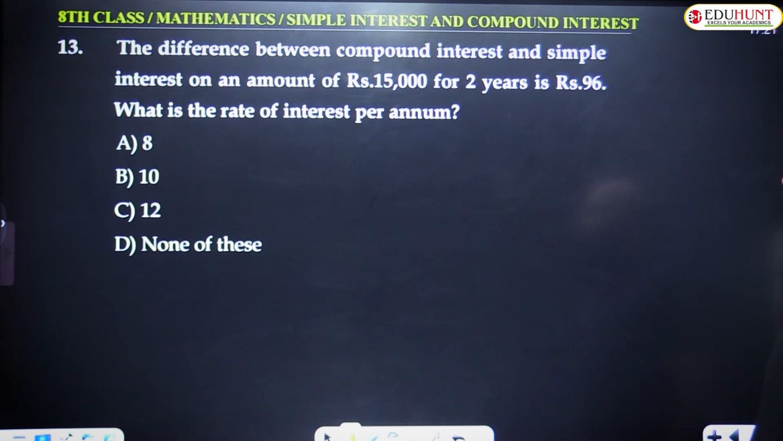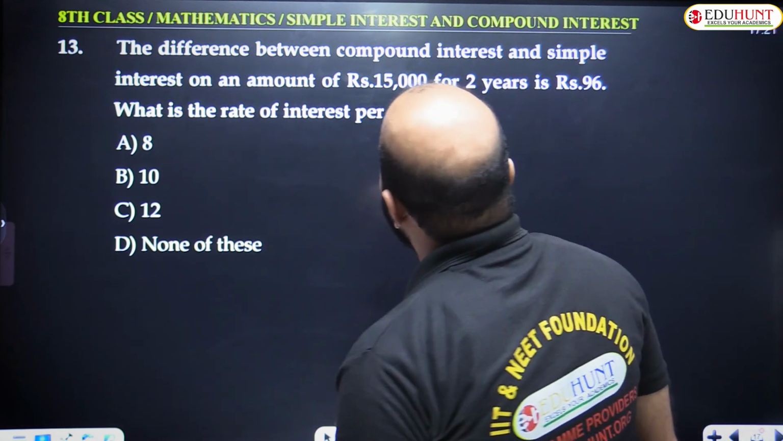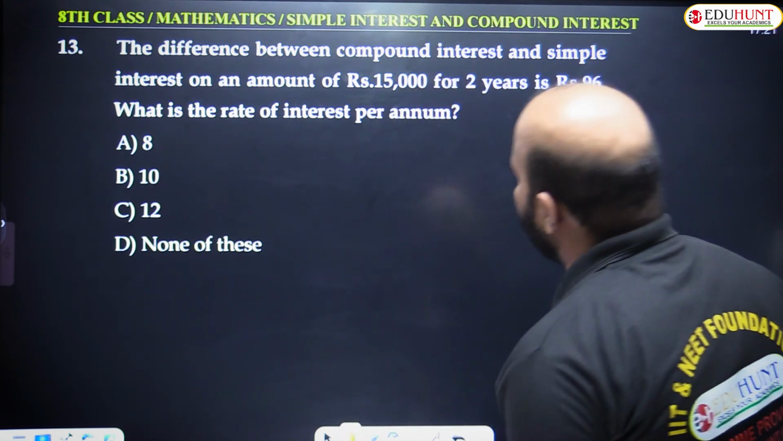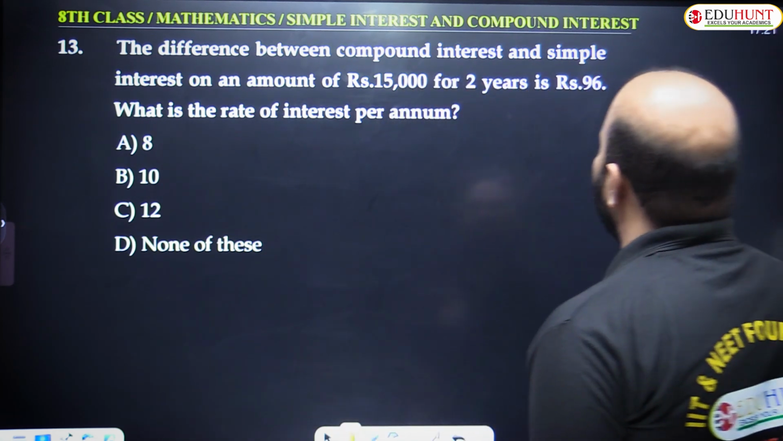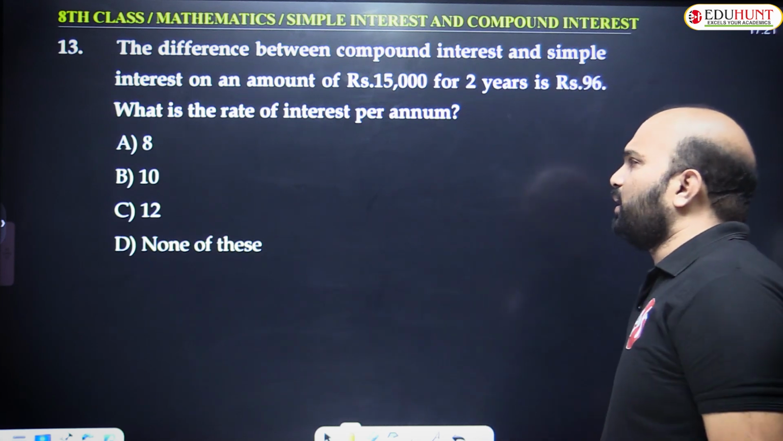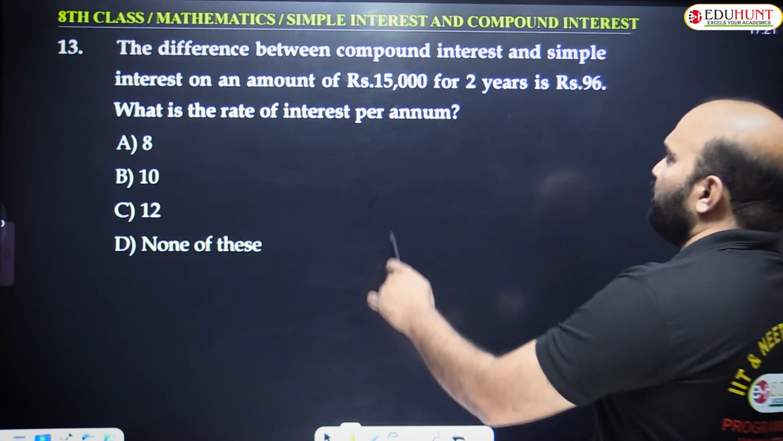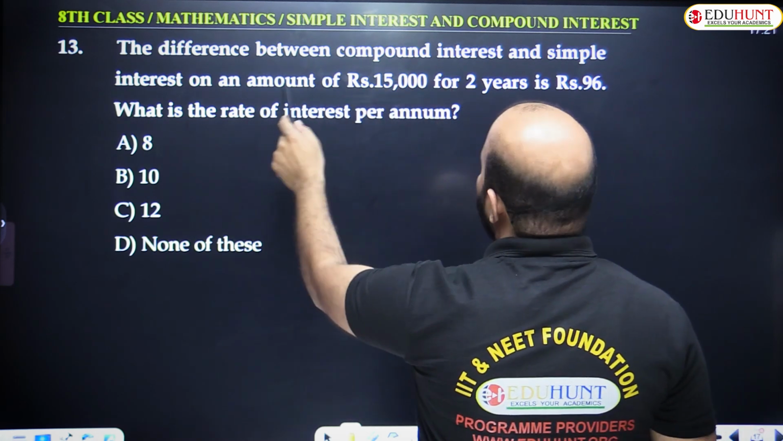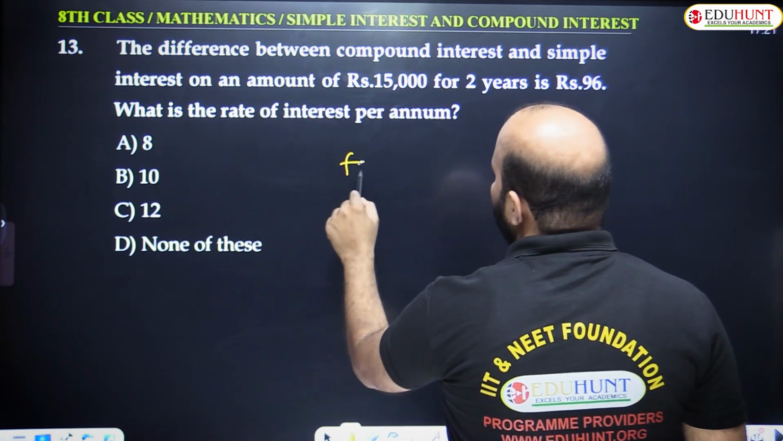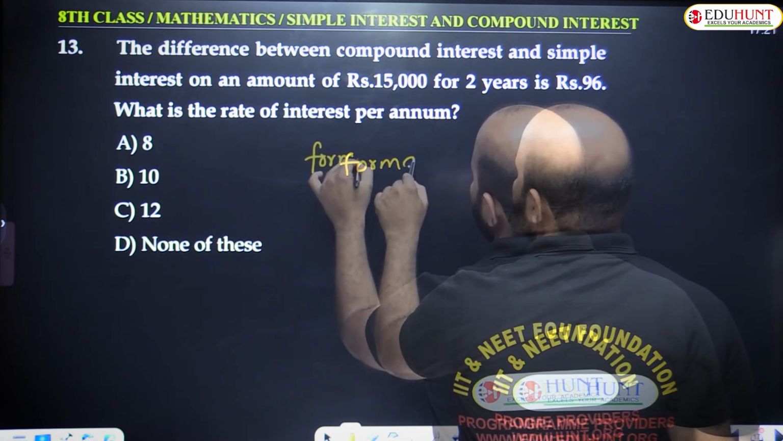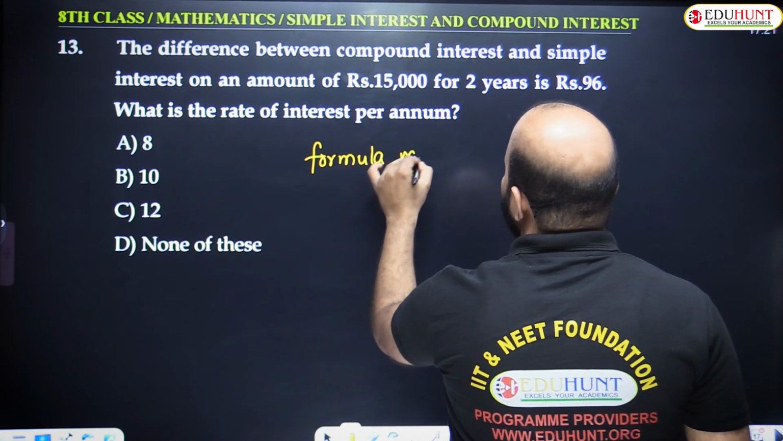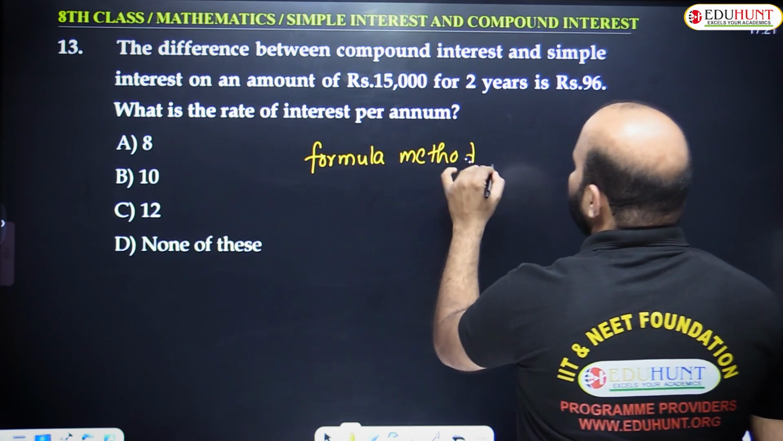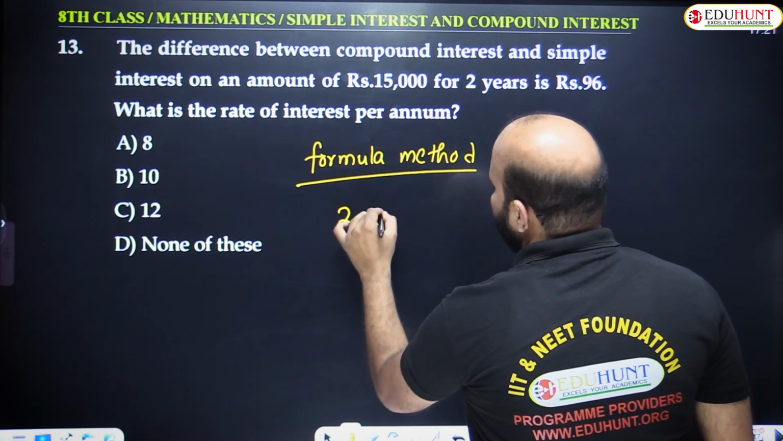Am I clear? So let's go to question number 13. The difference between the compound interest and simple interest on an amount of 15,000 rupees for 2 years is 96 rupees. What is the rate of interest per annum? So the question is asking for the rate of interest. The difference between the compound and simple interest for 2 years, so already according to the formula method, in that question how many years are mentioned? 2 years. Time equals 2 years.